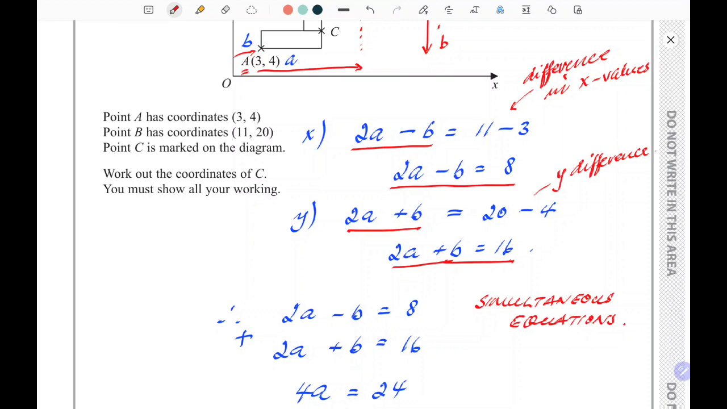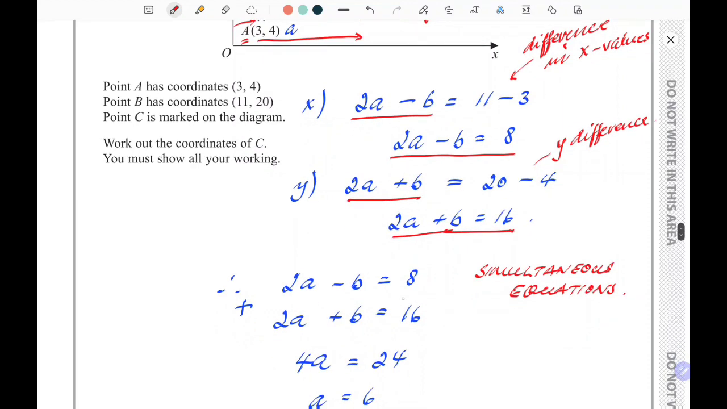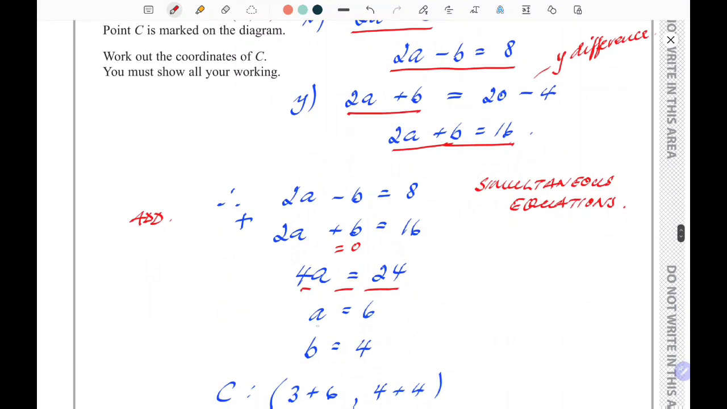All right, and the best way of cancelling something out and simplifying them is add them. So effectively the minus b and the plus b will cancel out. That equals 0. So 2a plus 2a is 4a, and 8 plus 16 is 24. And therefore, simple answer, a equals 6. And using either of those equations, so for example the first one, 2a, 12 minus b equals 8, so b must be 4, all right?